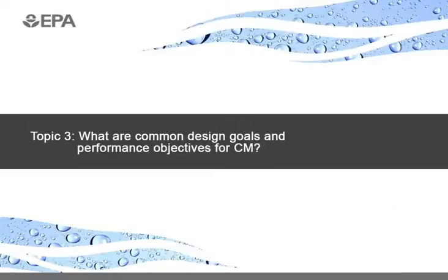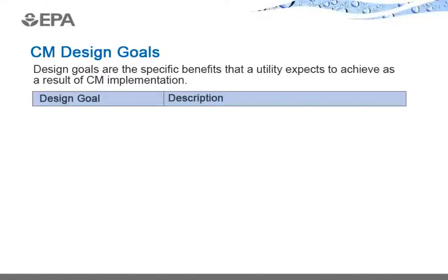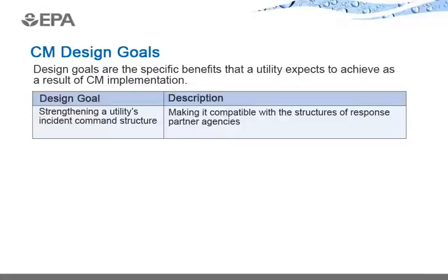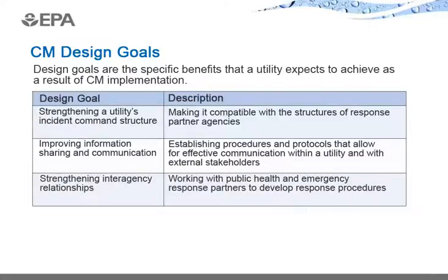Now let's discuss common design goals and performance objectives for CM. Design goals are the specific benefits that a utility expects to achieve as a result of CM implementation, such as strengthening a utility's incident command structure by making it compatible with the structures of response partner agencies, improving information sharing and communication by establishing procedures and protocols and risk communication plans that allow for effective communication not only within a utility, but also with external stakeholders, such as customers and the media, and strengthening interagency relationships by working collaboratively with public health and emergency response partners to develop response procedures.